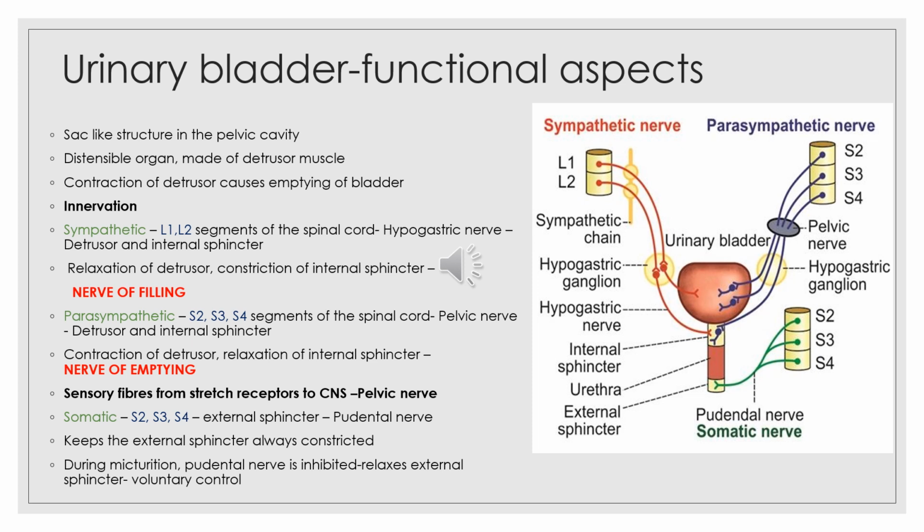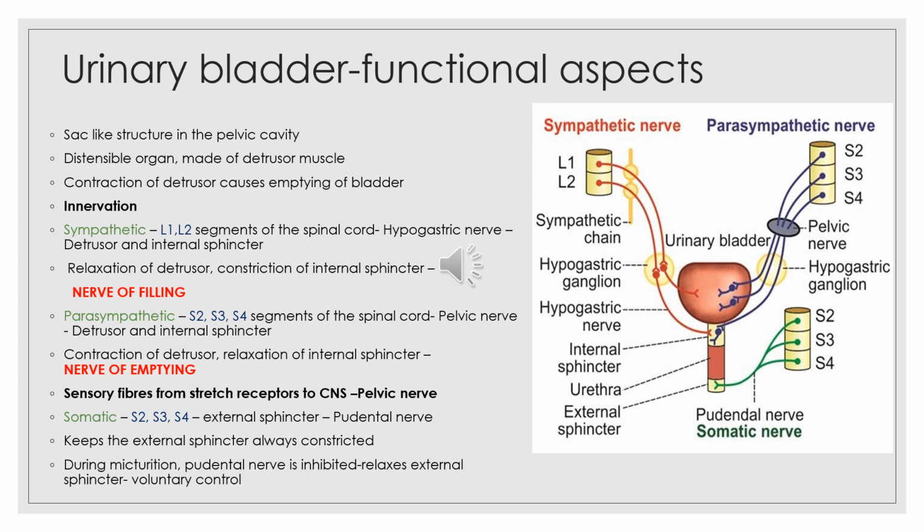That is the function opposite to that of hypogastric nerve. Hypogastric nerve helped in the relaxation of detrusor and contraction of internal sphincter. Here, the pelvic nerve helps in the contraction of detrusor muscle and relaxation of internal sphincter. So what happens here when there is parasympathetic stimulation? There will be contraction of detrusor muscle and relaxation of internal sphincter, which means there will be emptying of urinary bladder. Hence, this pelvic nerve is called the nerve of emptying or nerve of micturition.